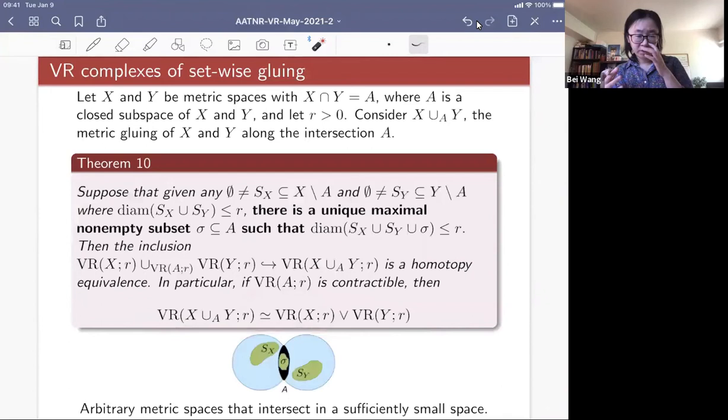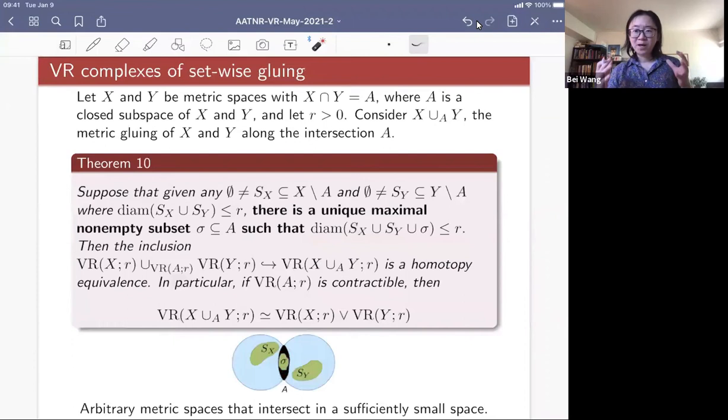I try to put a picture for every theorem I describe here because it's quite technical. But essentially, I have metric spaces that intersect in some sufficiently small space. This condition, a unique maximal non-empty set, is a way to quantify what I mean by sufficiently small that we are gluing along. So think about a subset in my first space that is away from A; this is my S_X. I have another subset that is S_Y. Those are just pieces of space X and pieces of space Y, such that the diameter of their union is upper bounded by R. So in some sense they can be covered by a ball. Then there is a unique maximal non-empty set sigma in the common set such that all of their diameters are upper bounded by R.